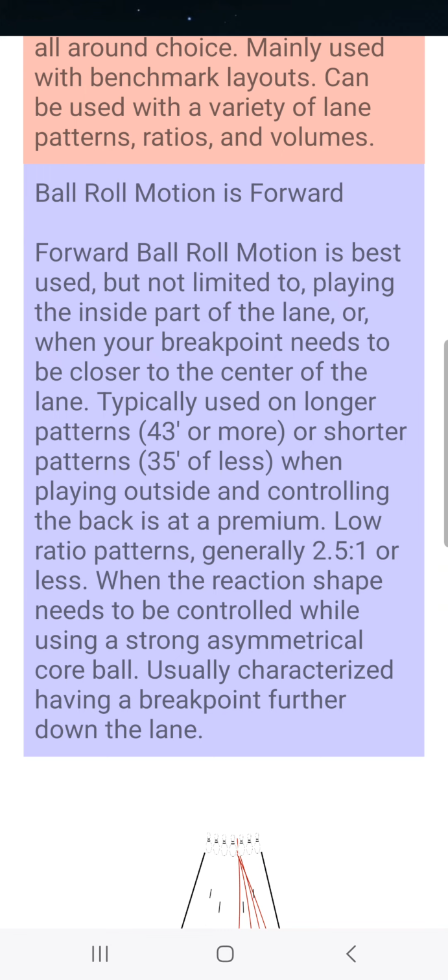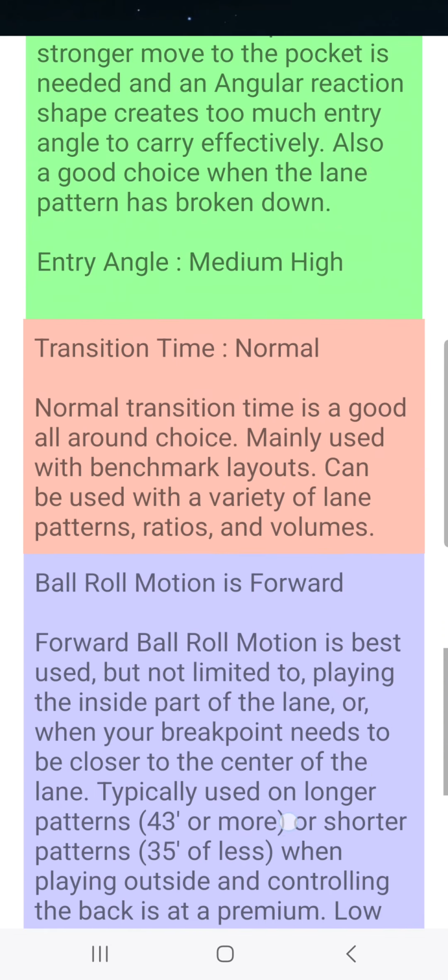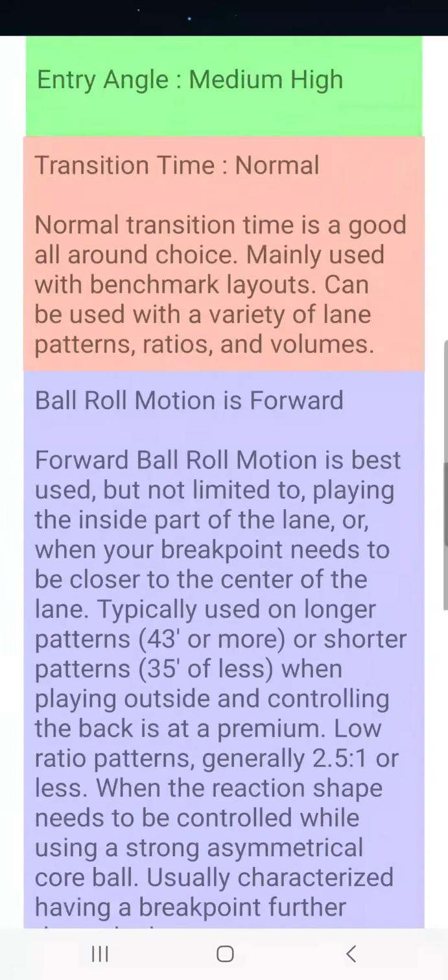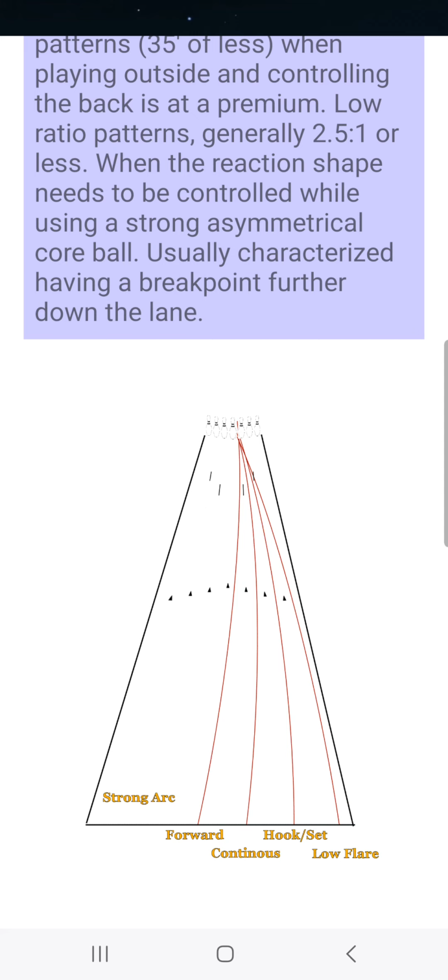When playing outside and controlling the back is at a premium. Low ratio patterns, generally 2.5 to 1 or less. When the reaction shape needs to be controlled while using a strong asymmetrical core ball, usually characterized by having a break point further down the lane. So this is a lot of information, and it breaks that down quite nicely and easy to understand what 60 by 5 by 30 will do. And I think it's got some sort of graph thing here. I'm not exactly sure what that little picture means.